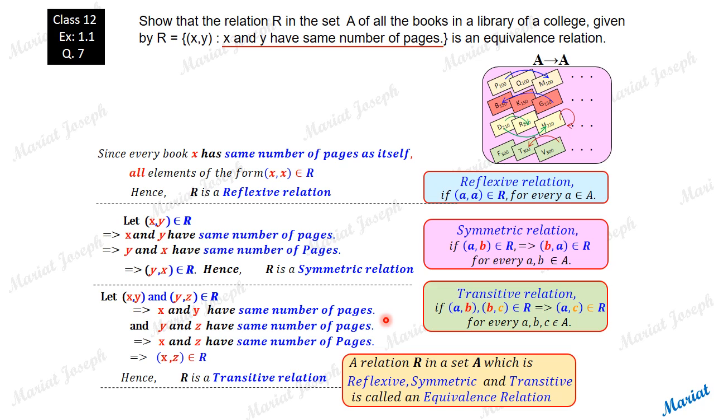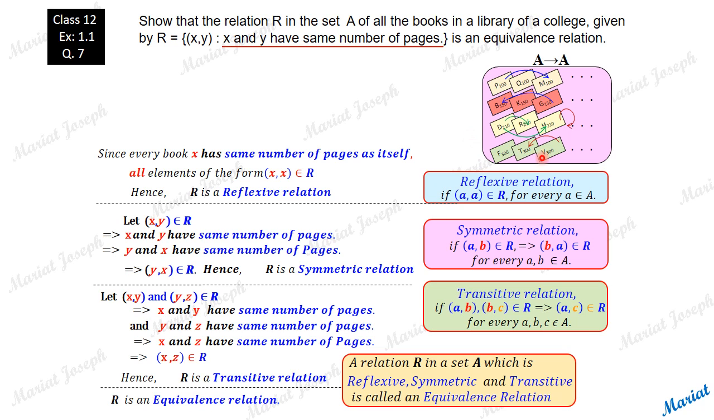It is found that the given relation is reflexive, symmetric, and transitive. A relation R in a set A which is reflexive, symmetric, and transitive is called an equivalence relation. So, this given relation is an equivalence relation.